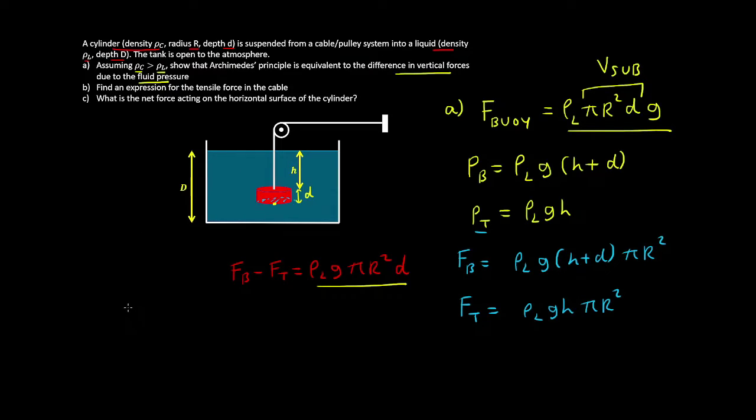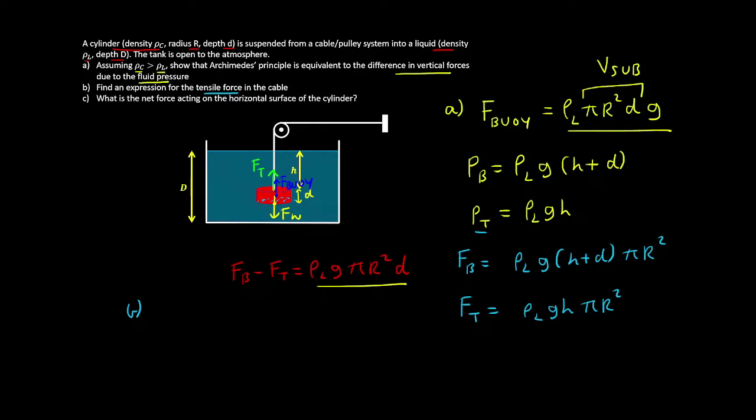Now part B asks us to find an expression for the tensile force in the cable. Well, what do we know about this cylinder? Well, the forces acting on this cylinder are going to be a force of weight, a tensile force in the cable, and we're also going to have a buoyant force acting at the center of buoyancy in this case. So what we have is a buoyant force as follows.